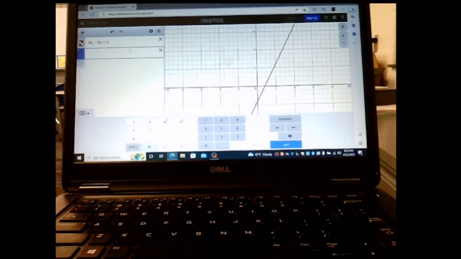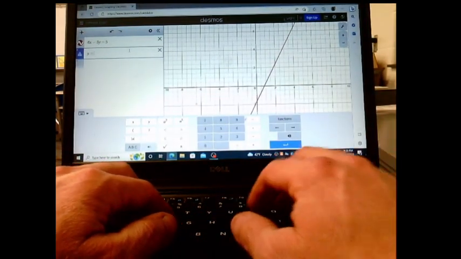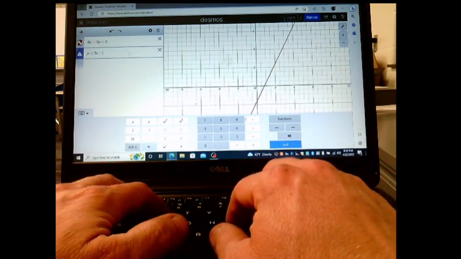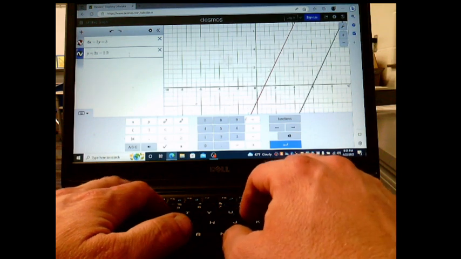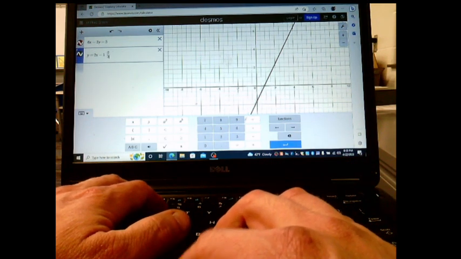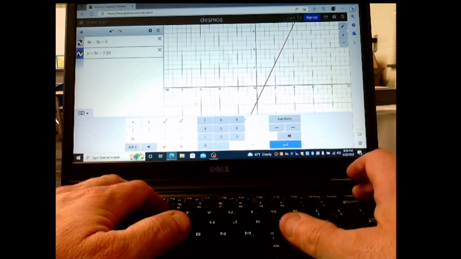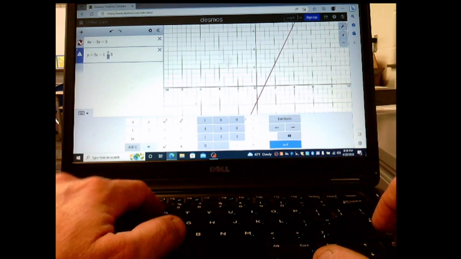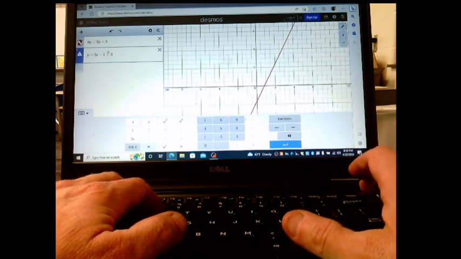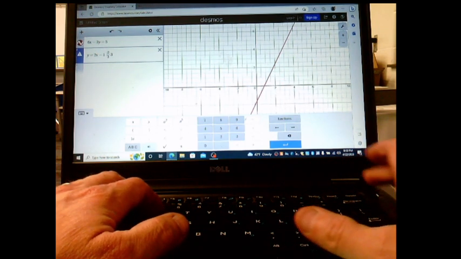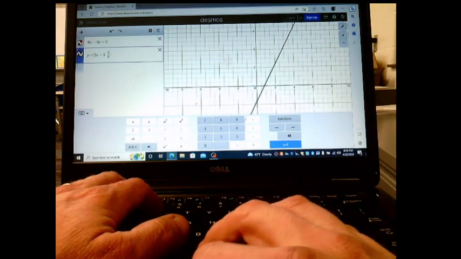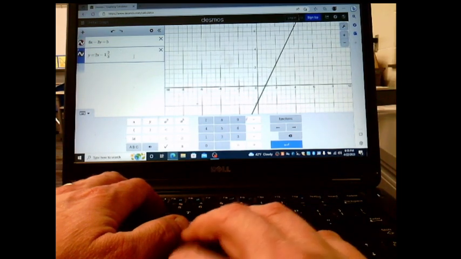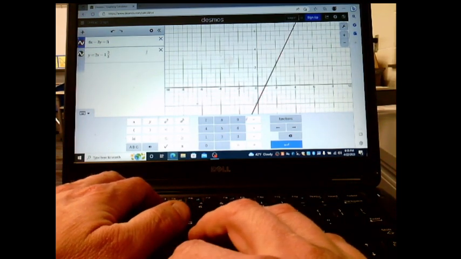So one way to double check this would be to plug in this other equation, y equals 2x minus 1 2/3. I'll go here just to make sure. Divide that out. And if you look, I'm trying to get this to come. There we go. Okay. You'll notice that these two equations are the same equations.